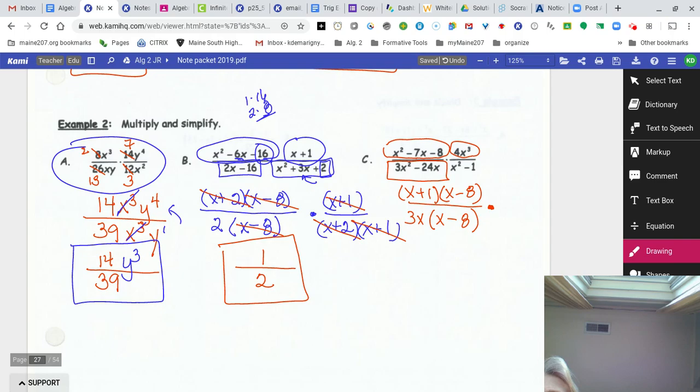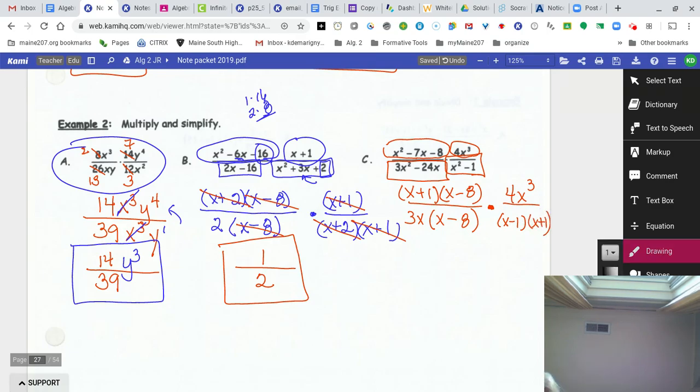This top, there's nothing that'll factor, so I'm going to leave it as 4x cubed. And then the denominator, this is a tricky part because students don't see that it's factorable. We've forgotten the difference of two squares, but that's what this is, perfect square minus perfect square. So it's x minus 1, x plus 1.